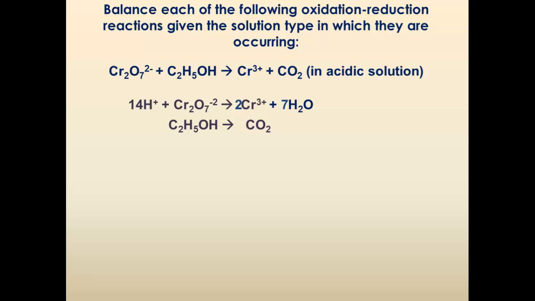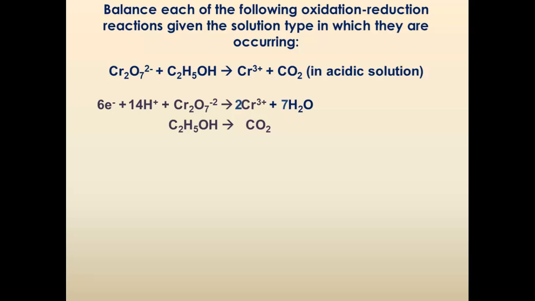Overall, on the reactant side of that first half reaction, I have an oxidation state of +12. I have an oxidation state of +6 on the product side, so I would need 6 electrons on the reactant side of my equation to have it be fully balanced as a half reaction.